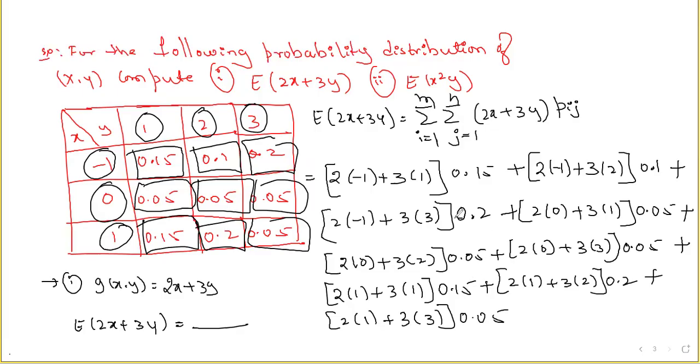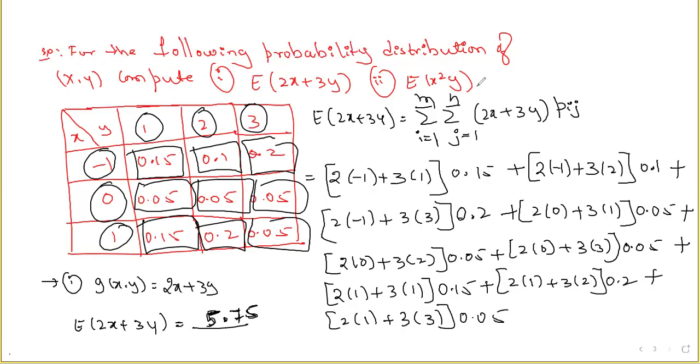Clear? So after solving, by each solution, we'll get the expected value of 2x plus 3y as 0.75. Later you can verify this value; 5.75 we will get. Right. So in this way, we need to find the expectation of a two-dimensional or bivariate distribution case. This is our first answer.